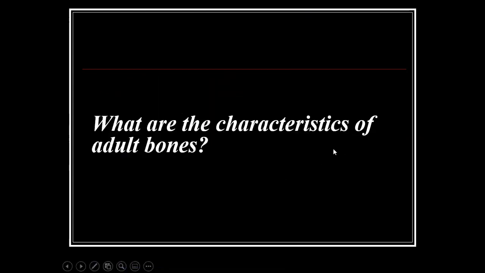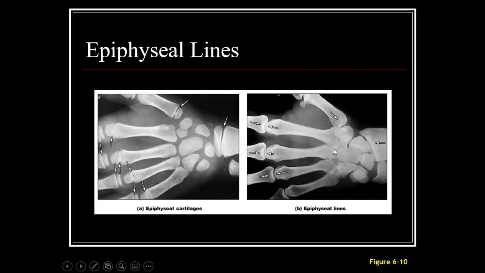What are the characteristics of adult bones? When you stop growing at 21-ish to 25-ish, you leave behind evidence that you were growing at one point, and we call these epiphyseal lines. And so here's cartilage, where you have the epiphyseal plates and the metaphyseal plates, but then you have these epiphyseal lines, and they're thin lines, and you can kind of barely see them.